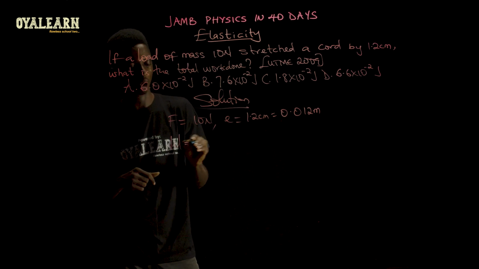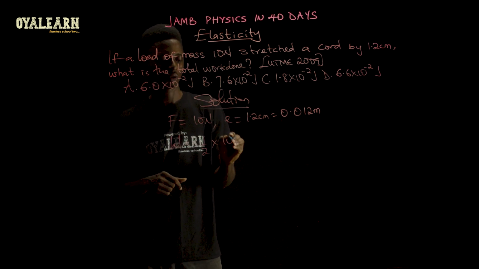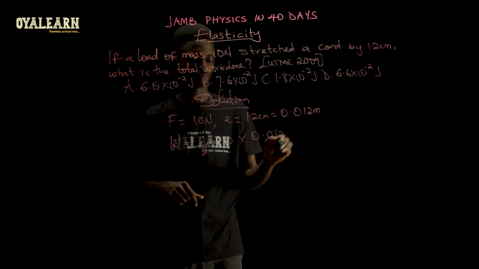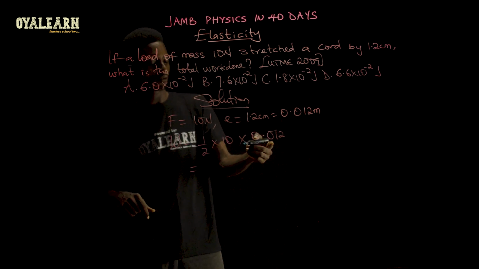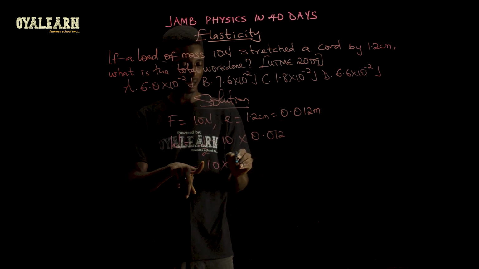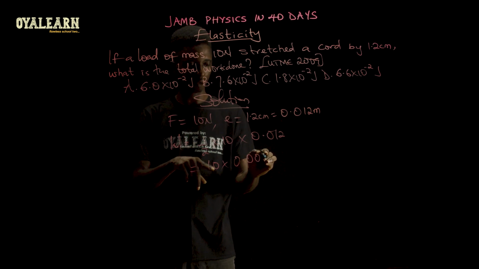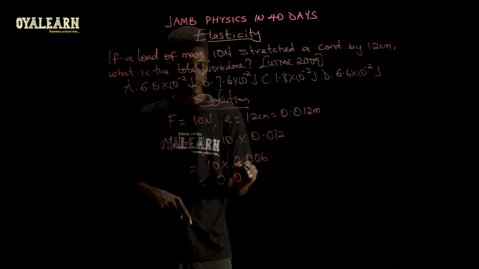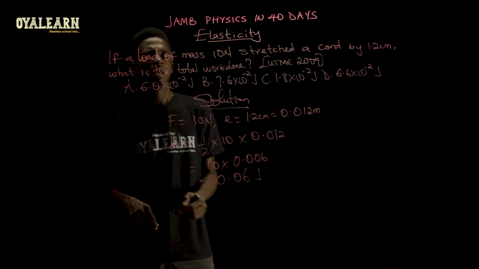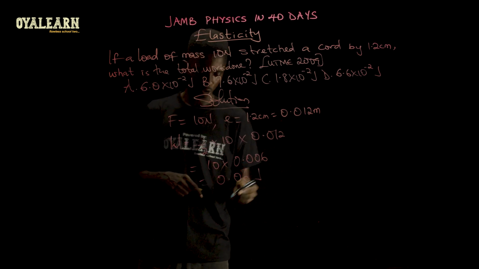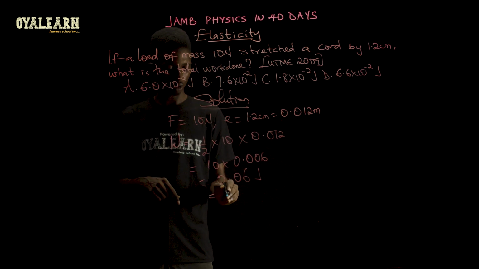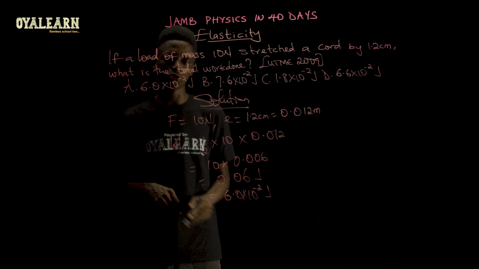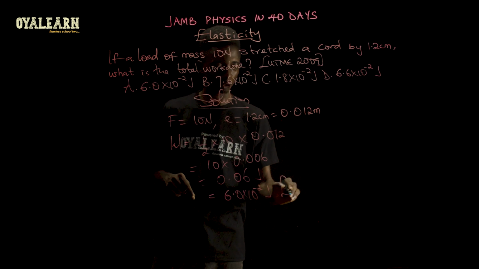So work done becomes the average of the force multiplied by the extension, 0.012, right? Now, when you divide this by 2, we'll be having 10 multiplied by 0.006. And when we multiply, this will give us 0.06 joules. But the answers provided are in standard form, so let's bring this to standard form as well. So this will be 6.0 times 10 raised to the power minus 2 joules. That is what we have in option A.